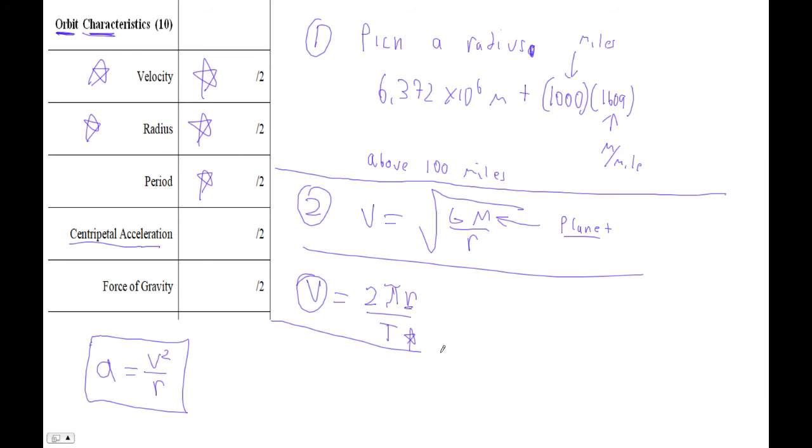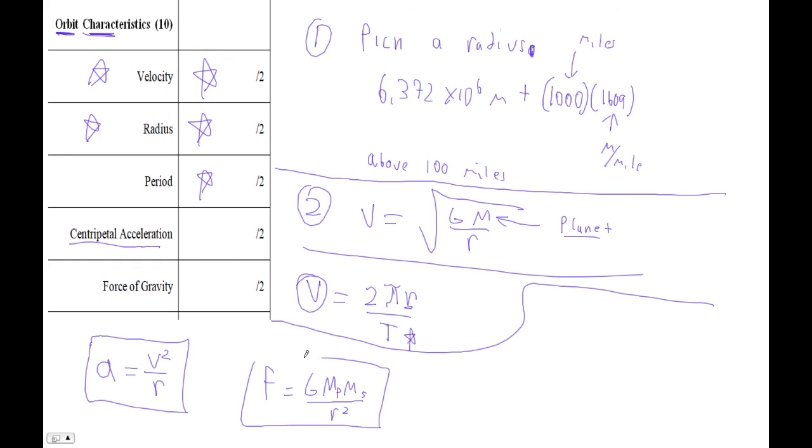And then force of gravity, this is what we're looking for. Force is G m1 m2 over radius squared, where m1 is your planet's mass and m2 is the mass of your satellite, your space station. Now, of course, if you get the wrong radius, all of these are wrong. That's why the most common bad score on this was just 0 out of 10. You didn't have anything right because you picked the wrong radius. So plug this in.